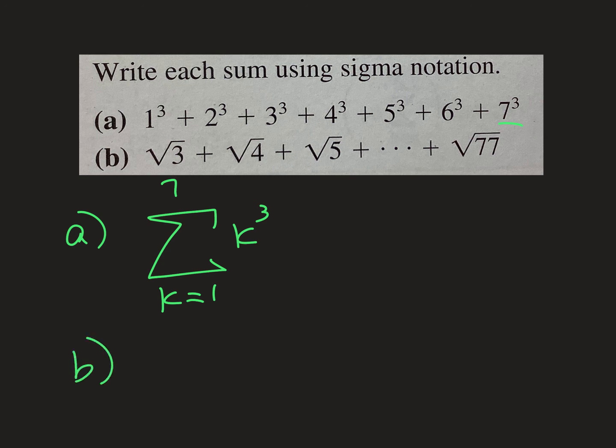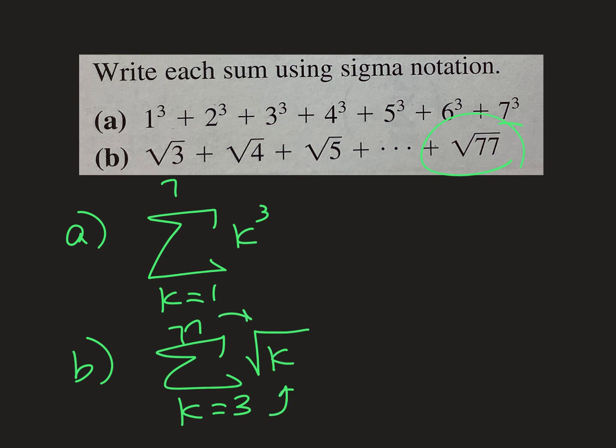All right, part B. I'm going to go again here. It's like square root of 3, square root of 4, square root of 5. So this time I'm going to start my bottom number at 3. I'm going to go all the way to 77 because 77 is my last number in there. And my pattern is going to be square root of k. Meaning the first thing you're going to do is plug in 3. The last thing you're going to do is plug in 77. That's going to get you the whole sequence. That looks great. One more slide.